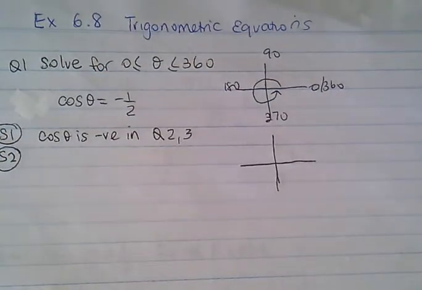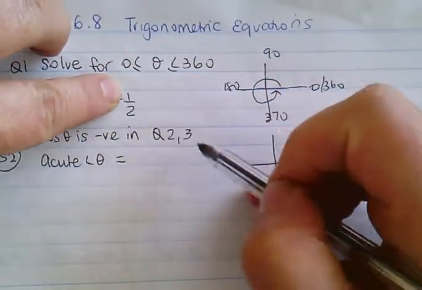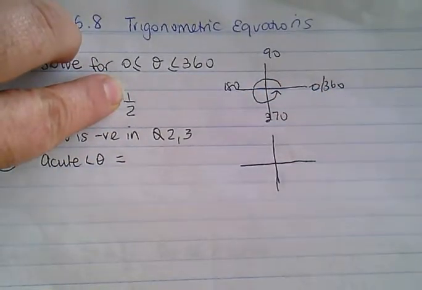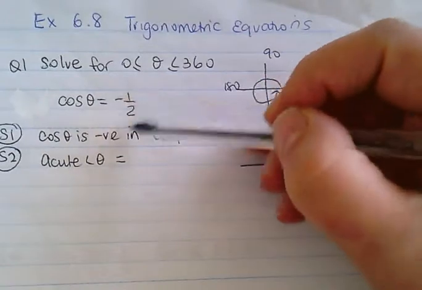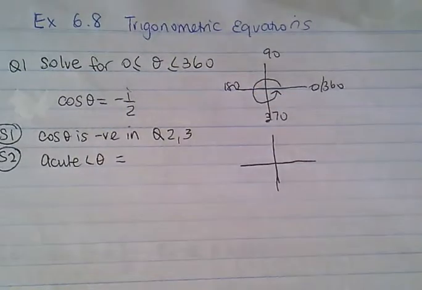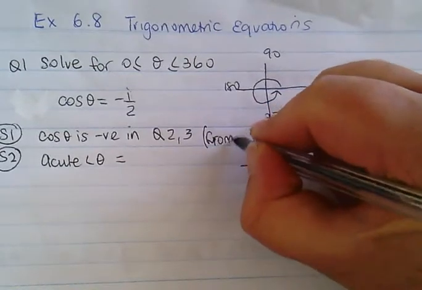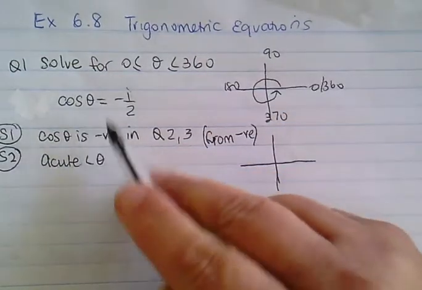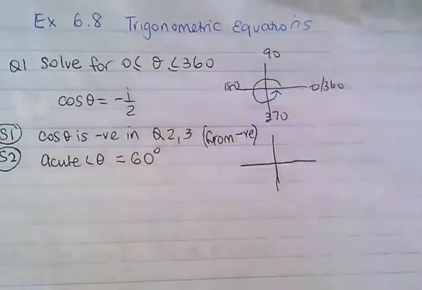The next step's really important. When we're in those quadrants, I'm really only interested in the acute angle theta. The negative only tells you the quadrants. For this, it's an exact value, so it's fine, but for other questions there won't be an exact value and you have to put it in your calculator to work out what it is. So the negative sign tells me the quadrants. Now, cos of what is +1/2? Don't worry about the -1/2. Cos of 60. So the acute angle theta is 60.